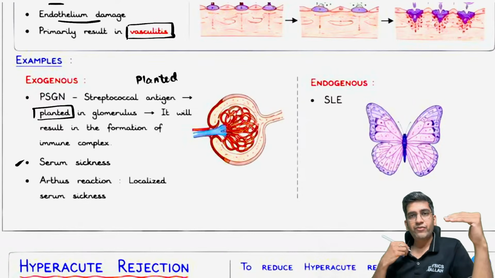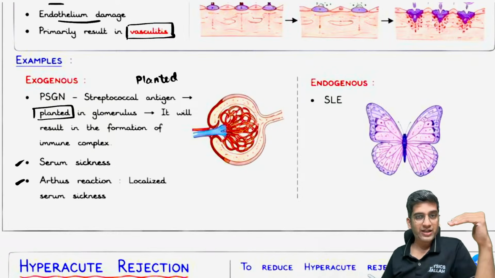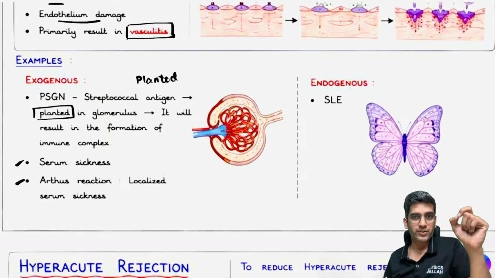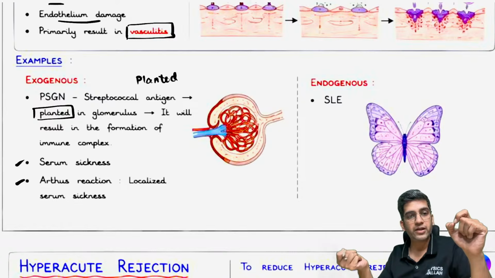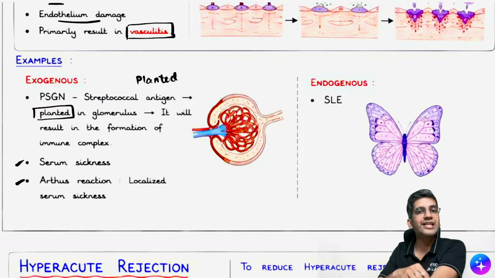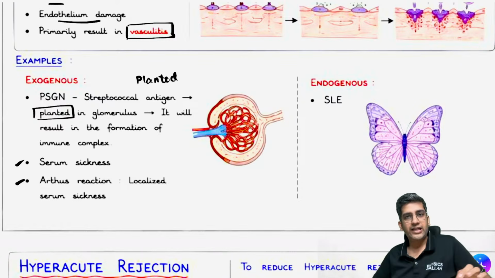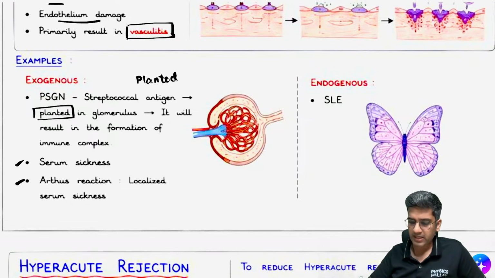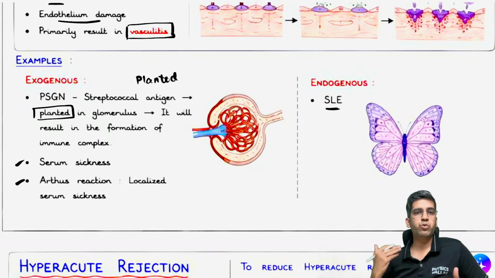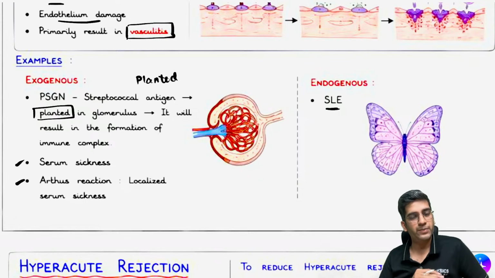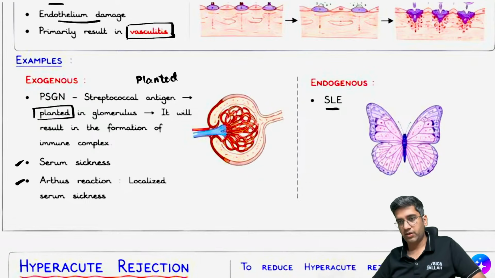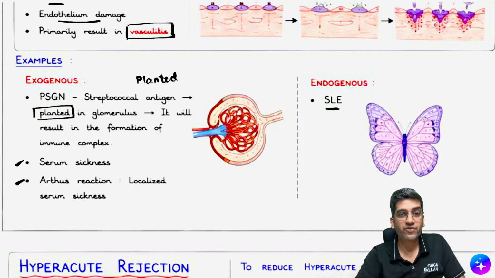Serum sickness, we don't see it these days. Arthus reaction is a localized serum sickness. For us to understand what happened, they injected it into the skin. It's like your Mantoux test. Something like that is the Arthus reaction. So, localized serum sickness. And we cannot forget SLE. That's the prototype example for the type 3 hypersensitivity response, right? Clear? Perfect. A few more questions before we go into the next topic.